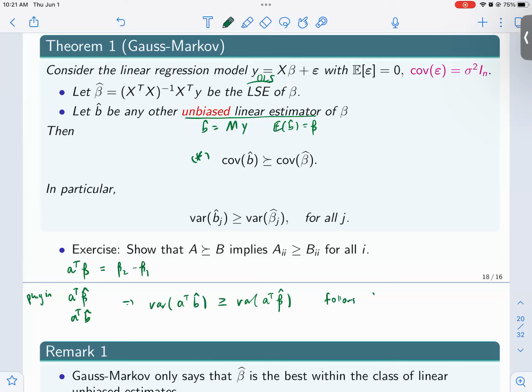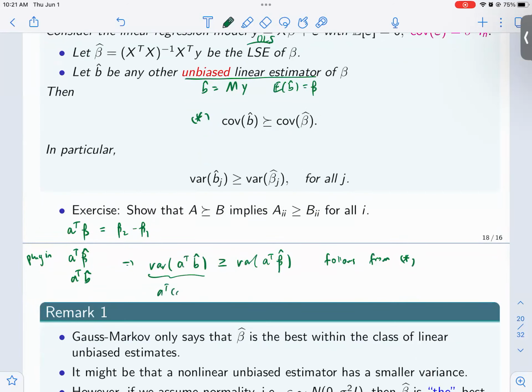It follows from the star. The way to see it is just to expand this variance. You get aᵀ covariance of B hat a, versus aᵀ covariance of β hat a. You rearrange, and you see that you get aᵀ times the covariance of B hat minus the covariance of β hat, times a. That being non-negative means the matrix is positive semi-definite, which is this statement.